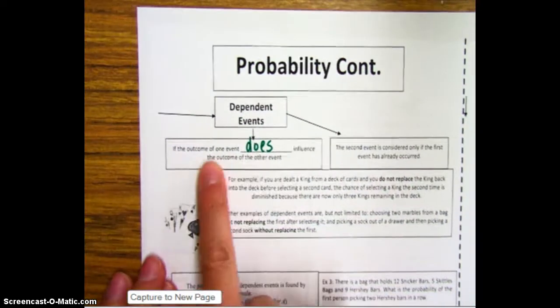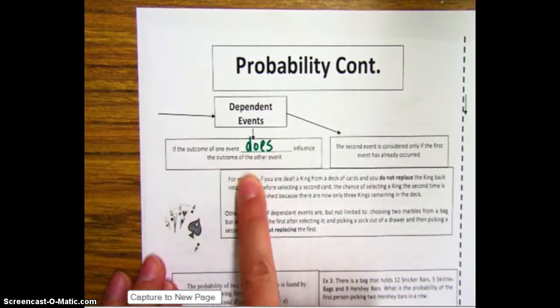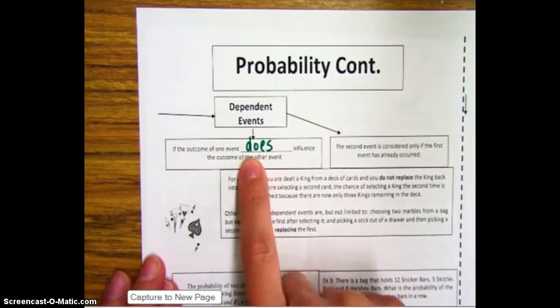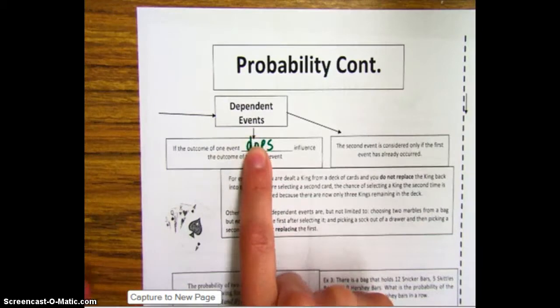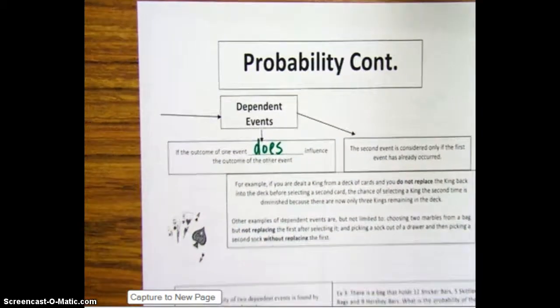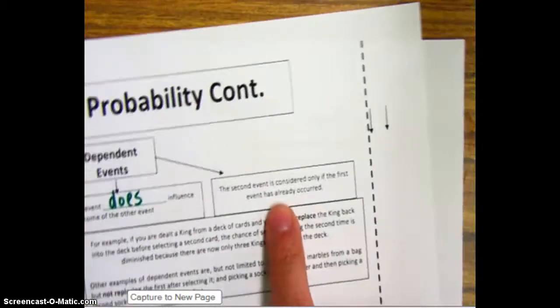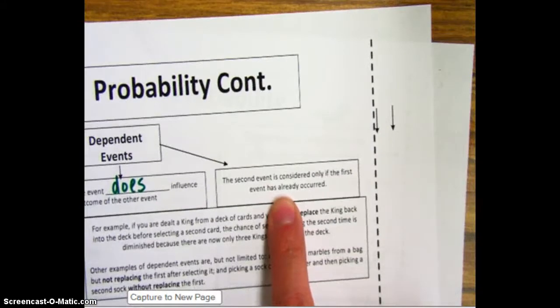So if the outcome of one event does influence the outcome of the other event, this is like if your parents moved to Alaska, because you're a dependent, it does affect you. You do also have to move to Alaska. The second event is considered only if the first event has already occurred.